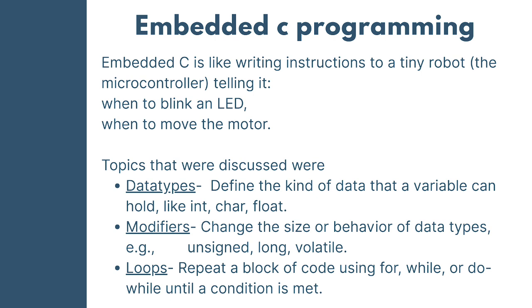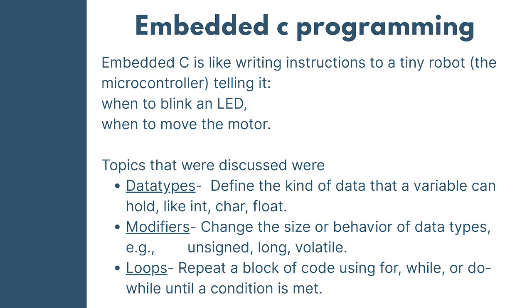Firstly, we are going to discuss data types. Data types are defined as the kind of data a variable can hold, for example, integer, character, or float. Modifiers are basically an extension to the data types that change the size or the behavior of data types. Examples: unsigned, long, volatile.